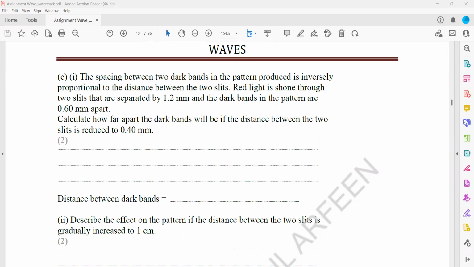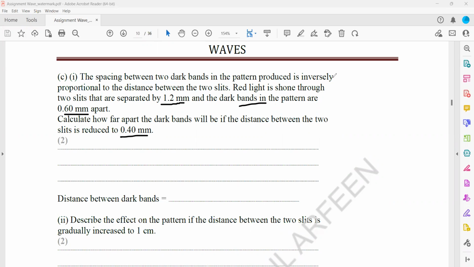The red light is shone through two slits. They are separated by 1 millimeter distance. The dark band patterns are 0.6 millimeter apart. How far apart would the dark bands be if the distance between the two slits is reduced to 0.4?